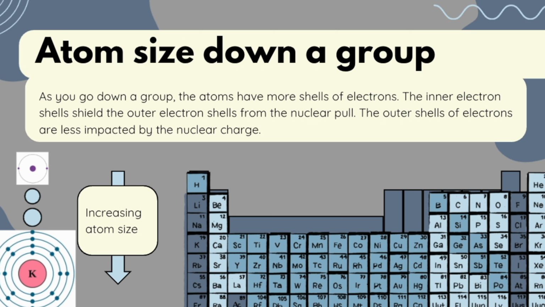As we go down a group, each element has more electron shells. The inner shells shield the outer electrons from the pull of the nucleus, so the outer electrons feel less attraction. As a result, the atoms become larger.